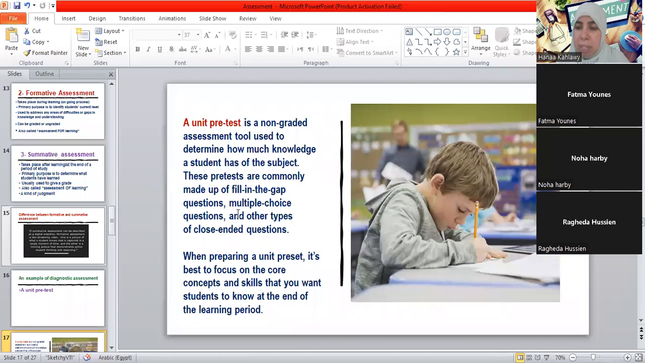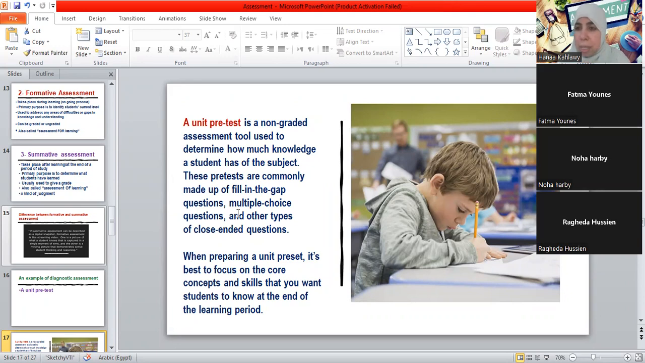And the unit pretest is supposed to focus on the main or the core concept of the unit, or the main vocabulary, as you said, Rauda, the main structures or the main vocab. So I'd like my students to achieve certain objectives at the end of the unit. So it's supposed to give them a test or an exam that assesses these learning objectives, okay?